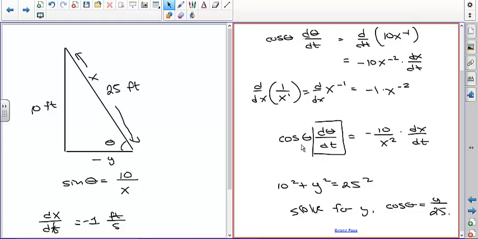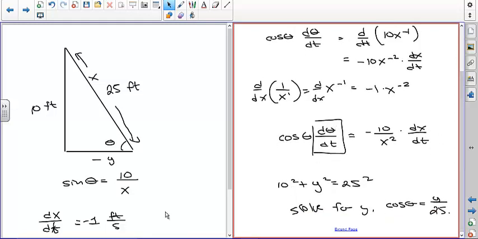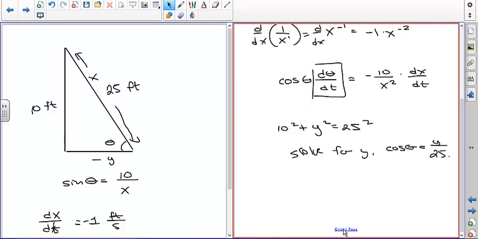All we had to do at this point was figure out what the cosine of theta was. So we were going to use the Pythagorean theorem there to solve for the y length, which is this length, when this length is 25 and this is 10. Then you can use the definition of the cosine, the adjacent over the hypotenuse, to find the cosine. X is 25 feet, and dx dt is negative 1 foot per second. So all you need to do now is finish it off: solve for d theta dt and plug in this stuff.